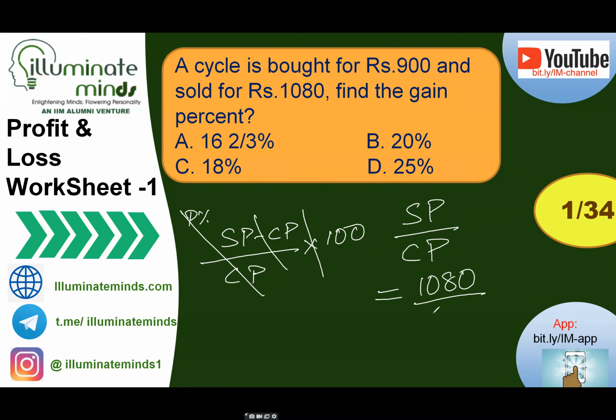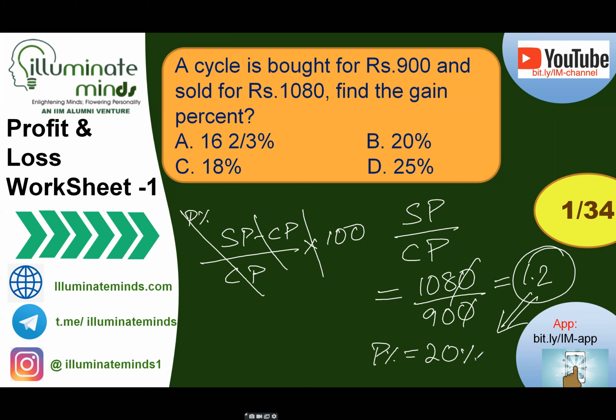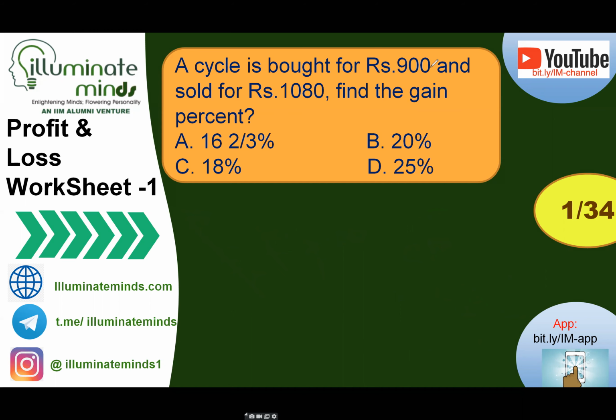1080 divided by 900. This will give you what? This will give you 1.2. And 1.2 reflects that the profit percentage is equal to 20%. I hope this is okay with each one of you guys. Right? Okay. So let's move to the next question.